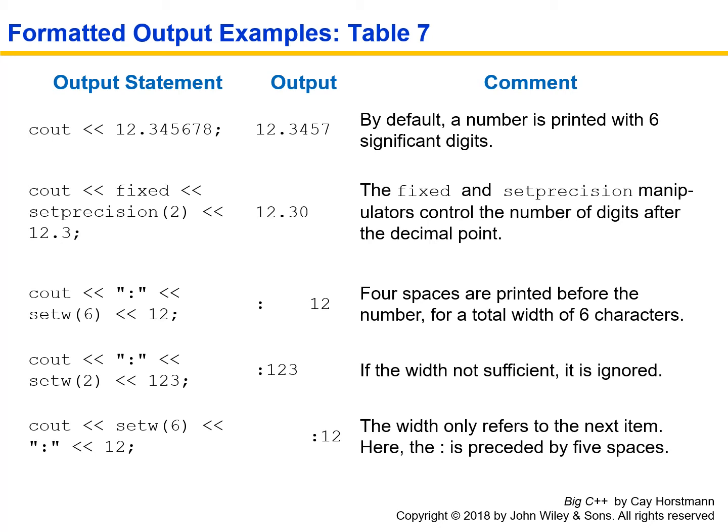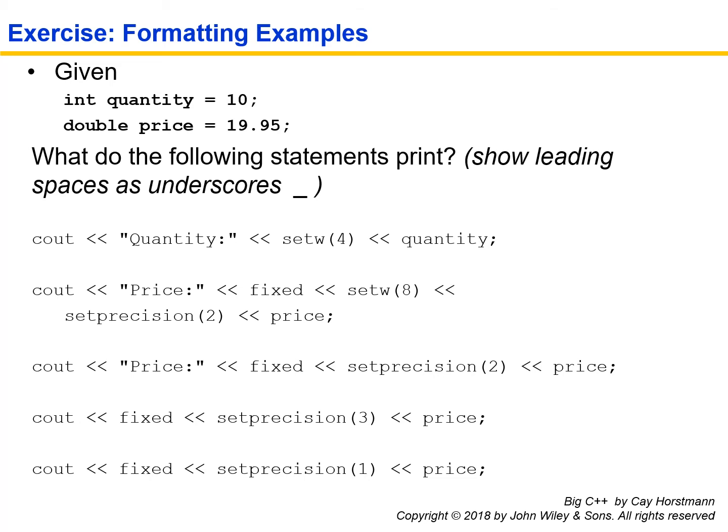And then at the bottom you see they did set width 6 before the colon. Well, that just prints the colon in a field of 6 spaces, and then the 12 gets printed normally. Okay, so let's look at some examples of how these work.